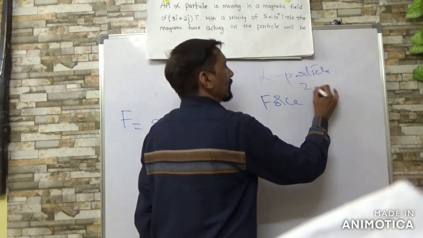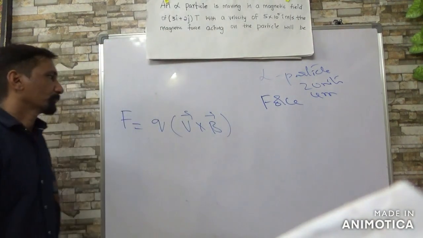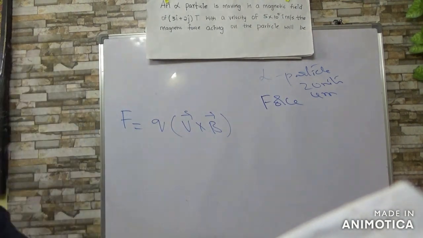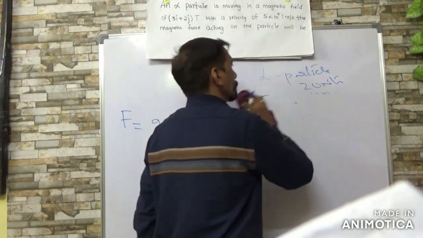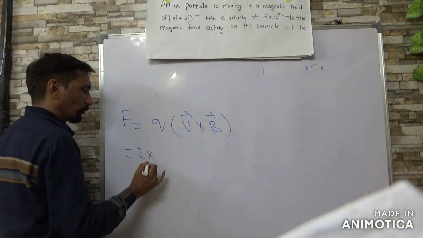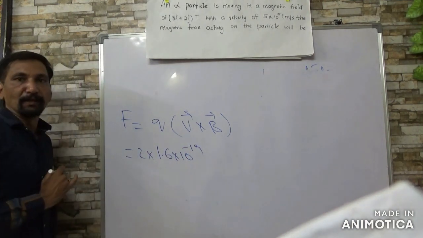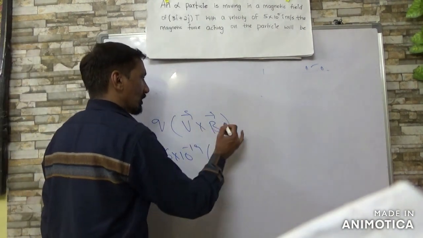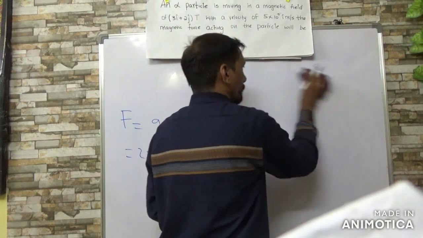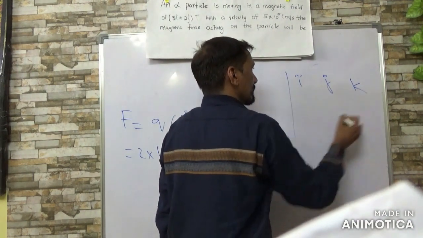Alpha particle having 2 units charge, 4 units mass now. So V bar cross B bar. Charge of alpha particle, 2 units charge. So 2 into the charge on electron, 1.6 into 10 power minus 19 coulomb. Right? Now this cross product. So how to find the cross product of 2 vectors. I, J, K. Right?